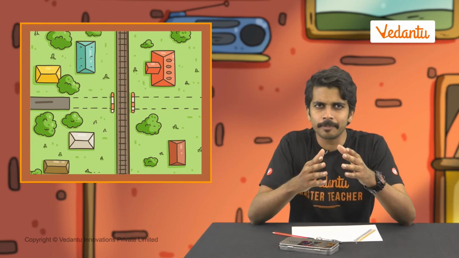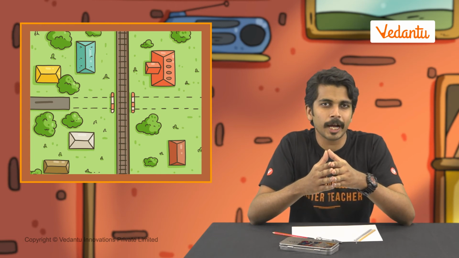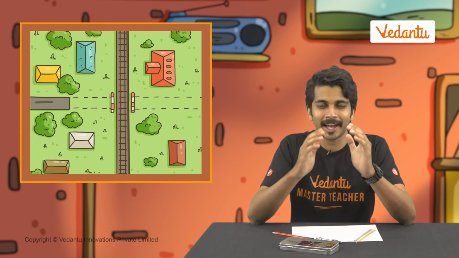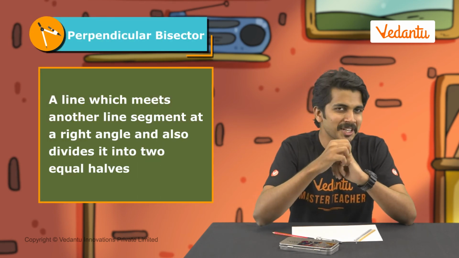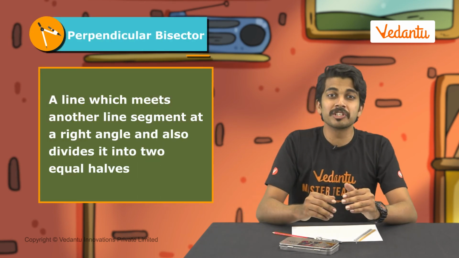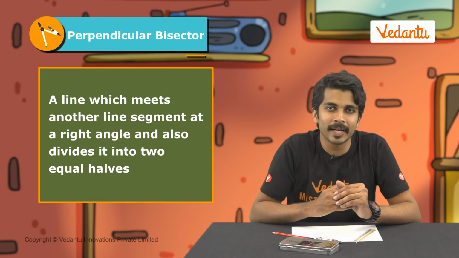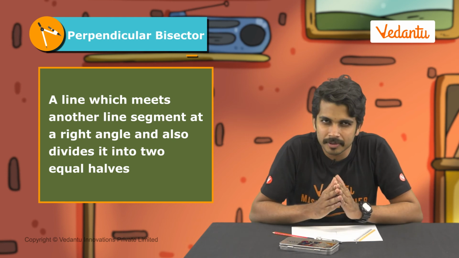There is one last important feature we have to put on the map: the railway crossing. The interesting thing about the crossing was that the railway track was exactly midway between my house and the school, and it crossed the road at the right angle. What do we call such a line? The perpendicular bisector. It is a line which meets another line segment at a right angle and also divides it into 2 equal halves. So, we need to draw the road and the railway track which will be its perpendicular bisector. Let's see how we can do this.